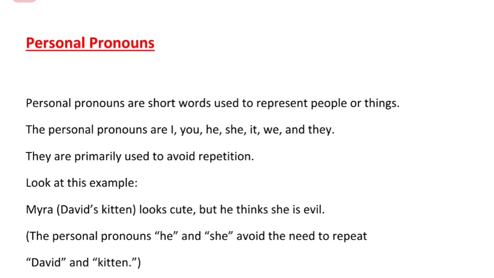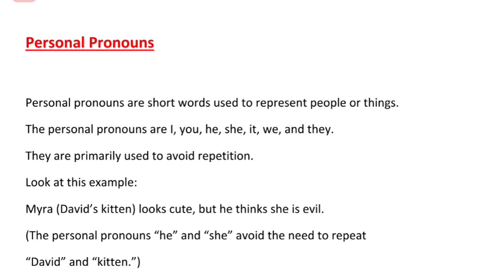Look at this example to understand it better. Myra, David's kitten, looks cute, but he thinks she is evil. Now in this sentence, the personal pronouns he and she avoid the need to repeat David and kitten. So in this way, personal pronouns are used to avoid repetition in the sentence.